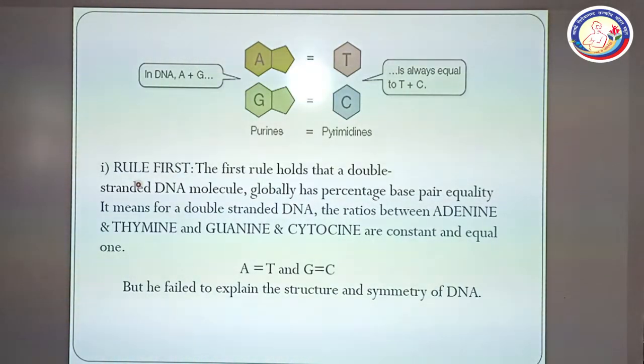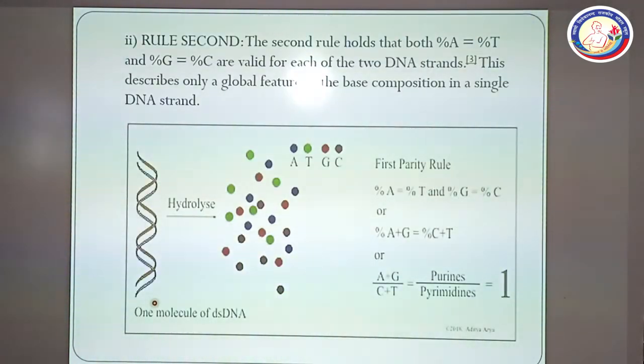What is Chargaff's rule? The first rule holds that a double-stranded DNA molecule globally has percentage base pair equality. It means for a double-stranded DNA, the ratios between adenine and thymine, and guanine and cytosine, are constant and equal to 1. So, A equals T and G equals C. But he failed to explain the structure and symmetry of the DNA.